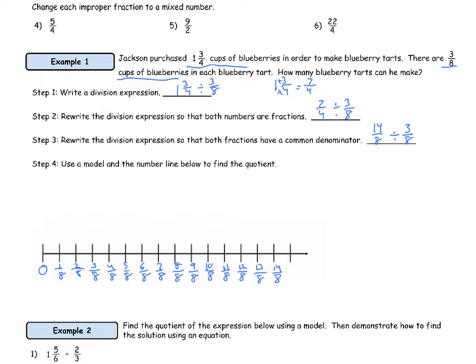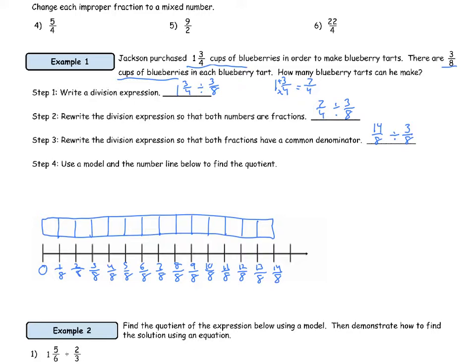Now I don't need to go past 14/8 because that is our dividend. 14/8 is being divided by 3/8, so I don't need to go beyond that. So what I'm going to do is draw a tape diagram out to 14/8, and split it amongst each section along my number line, making sure they match up neatly. If I count each of these rectangles inside my tape diagram, there should be 14 of them, and each of them represents 1/8.